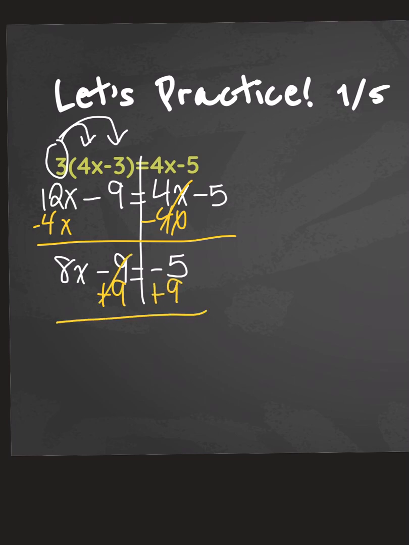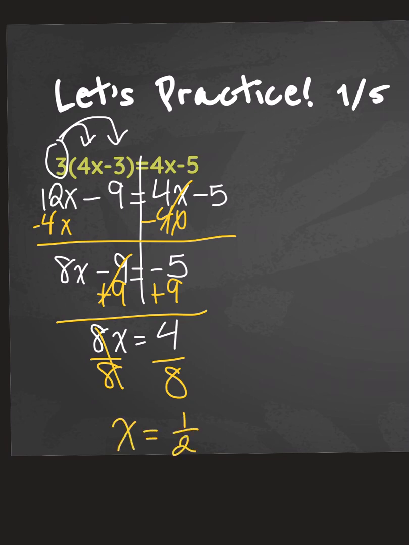What are you left with now? Okay. One step and we're done. Divide by 8. X equals 0.5, or if you wanted to write it as a fraction, 1/2 or 0.5, right?